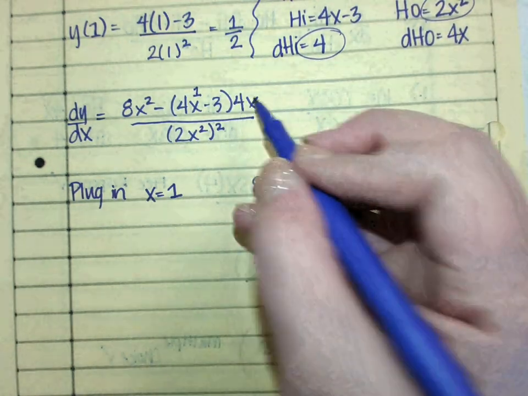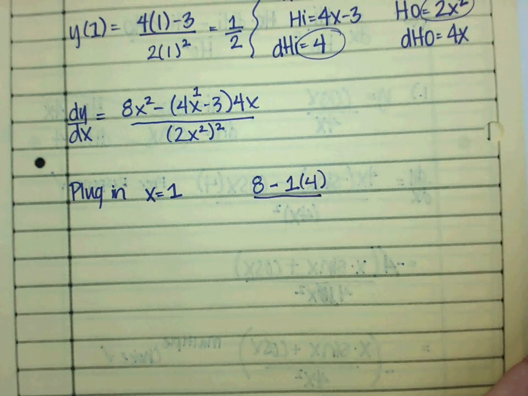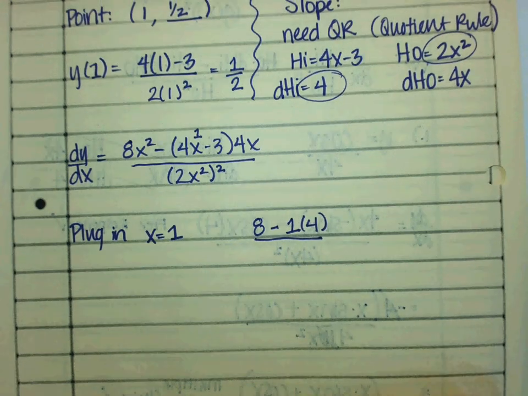And then I have 4 times 1, there is 4. Wait, Ms. Schroeder? Yeah? I have a quick question. So, the derivative of 4x minus 3 would be 4x? It would just be 4. Because think about it, that's like an x to the 1.